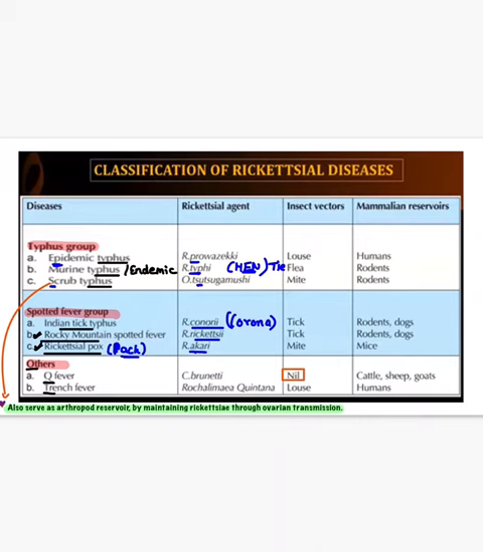Now coming to Q fever. Q fever is very important. That is Coxiella burnetii. And you have trench fever, so remember trench. That is Rochalimaea quintana. I think this helps you remember.